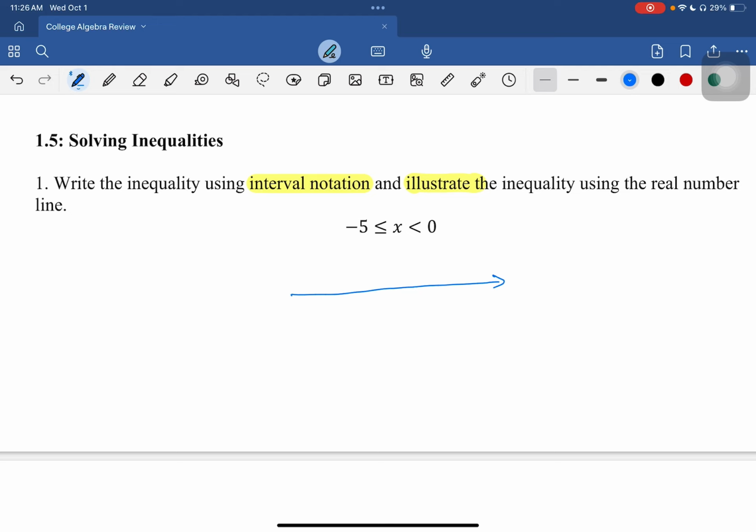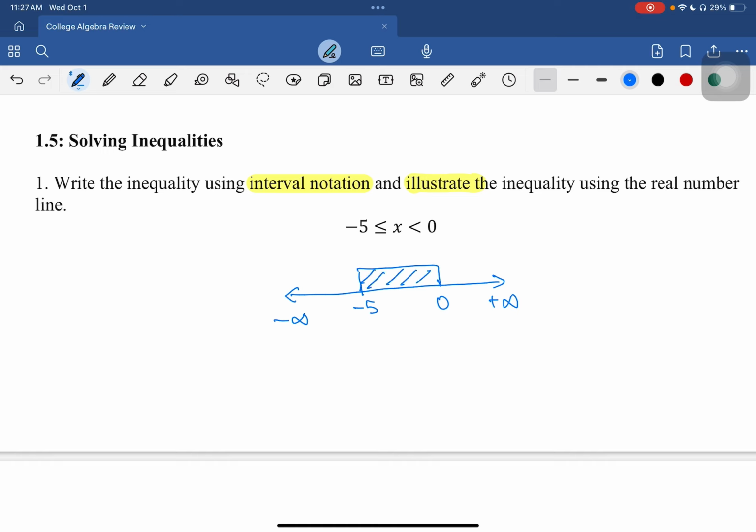Imagine a number line extending from -infinity to +infinity. We will mark two key points, -5 and 0. Notice the x must lie between -5 and 0. That means we will shade the portion of the number line between these 2 points.